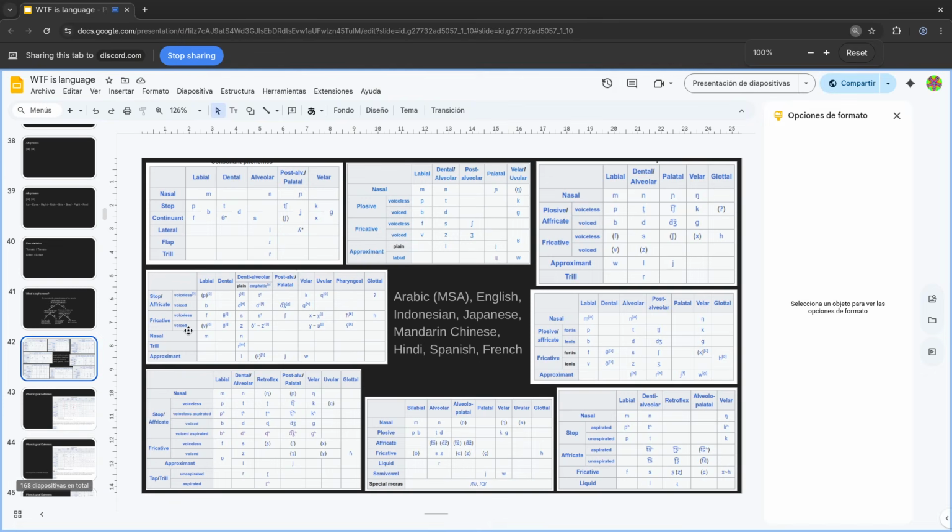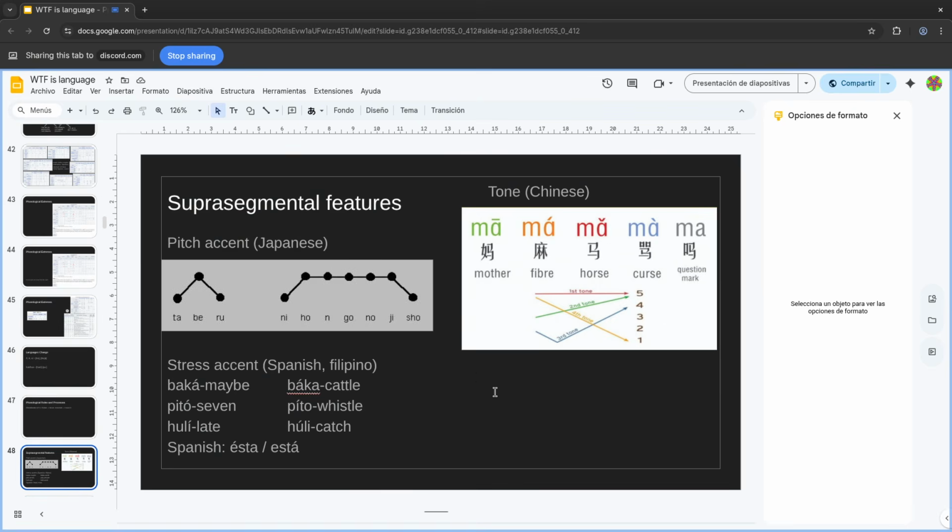Okay, so we talked about vowels and consonants. Some languages also have what's called suprasegmental features. That literally just means above the segment, so something that is not within the actual phonemes themselves, but is conveyed by some other means. The two big examples of this are pitch accent and tone.